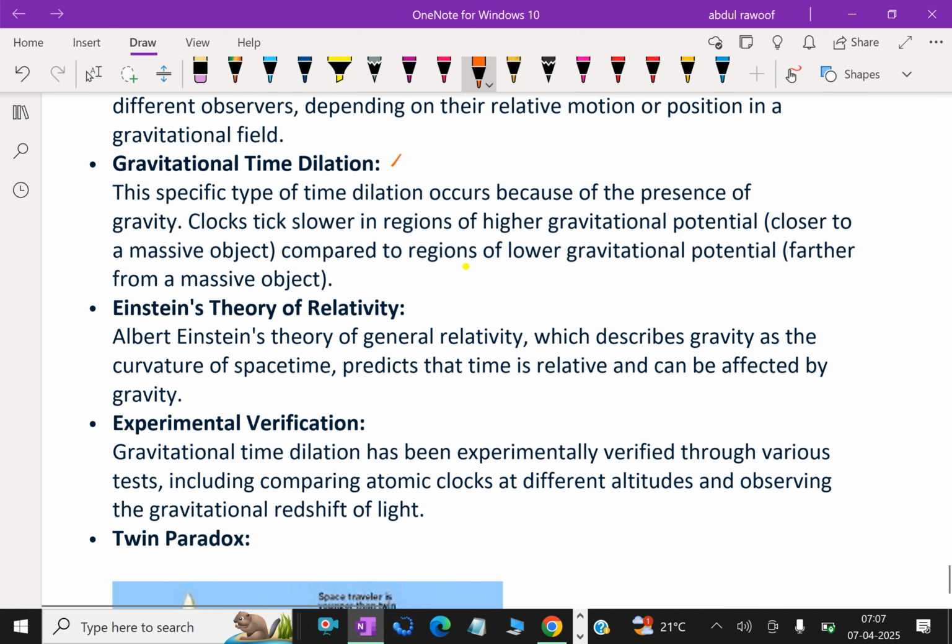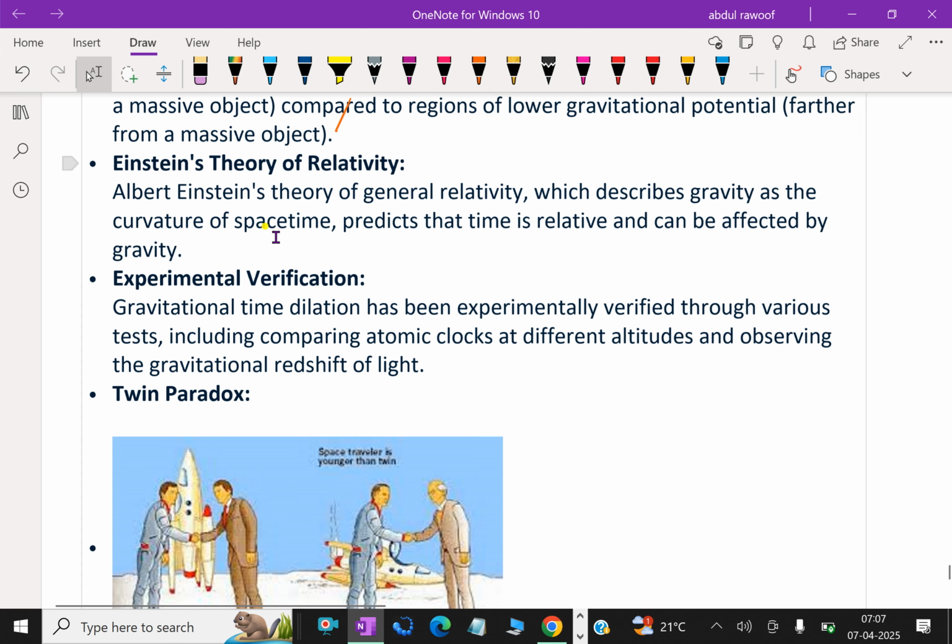Gravitational time dilation. This specific type of time dilation occurs because of the presence of gravity. Clocks tick slower in regions of higher gravitational potential, closer to massive objects, compared to regions of lower gravitational potential, farther from massive objects. Einstein's theory of general relativity, which describes gravity as the curvature of space-time, predicts that time is relative and can be affected by gravity.